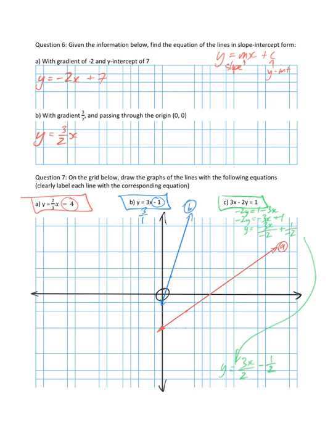So now I can draw the line. Mark the y-intercept, which is going to be -1/2. So here. And it goes across by 2 and up by 3. So 1, 2, 3. So now I can draw the line through these dots.